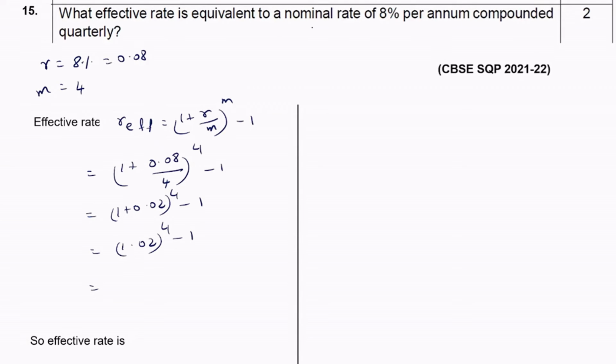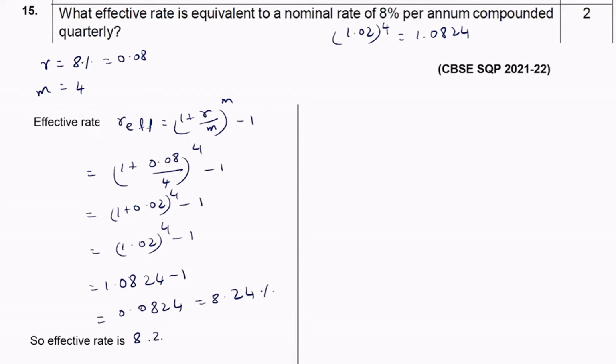Sometimes the value of this 1.02 the whole raised to 4 will be given in the question. If it is not given in the question, it can be calculated. So this is 1.0824 minus 1, or it is 0.0824. This is 8.24%. So the effective rate is 8.24%.